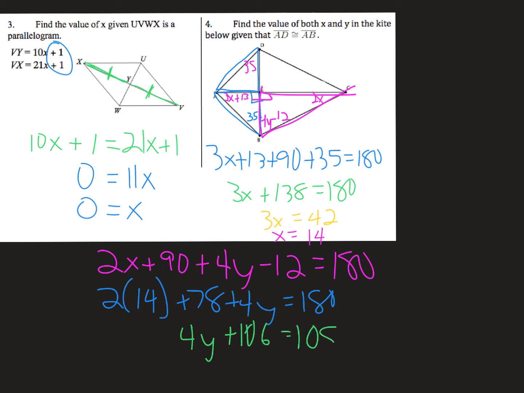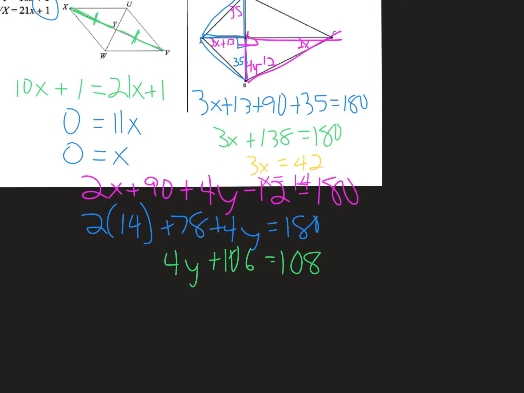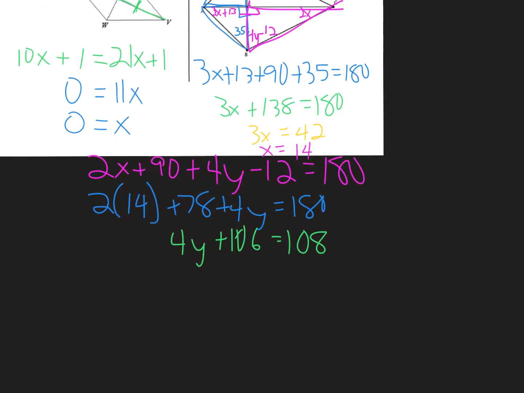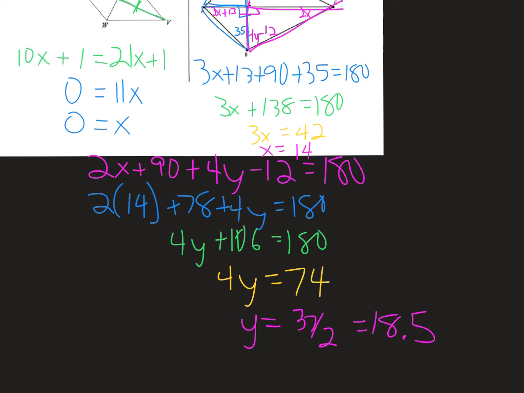106. And then I'm out of room, so let's make some more room. We're going to subtract 106 from both sides, so 4y. Oh, I wrote 108. That's supposed to be 180. Sorry, friends. Change that to 180. That was silly of me. I subtracted 106 from both sides, and that's going to be 74. And then we're going to divide by 4. And we're going to get a fraction. You could write it as 37 over 2, or if you're more comfortable, 18 and a half, or 18.5. That's all we got to do there.